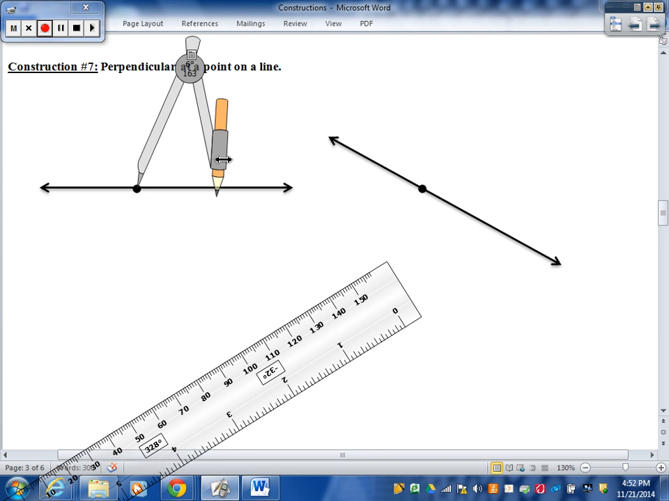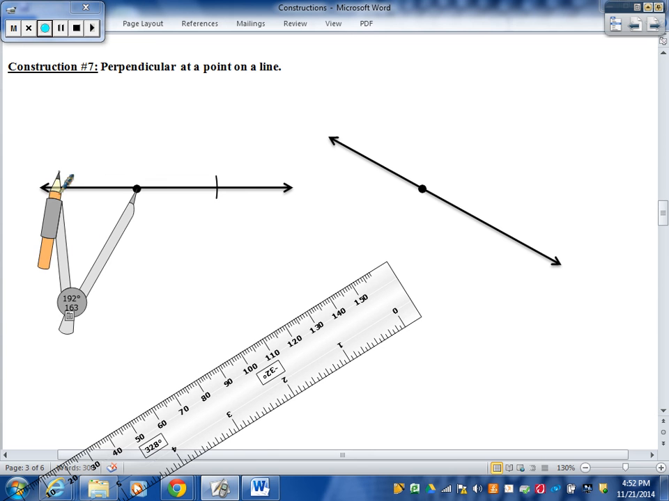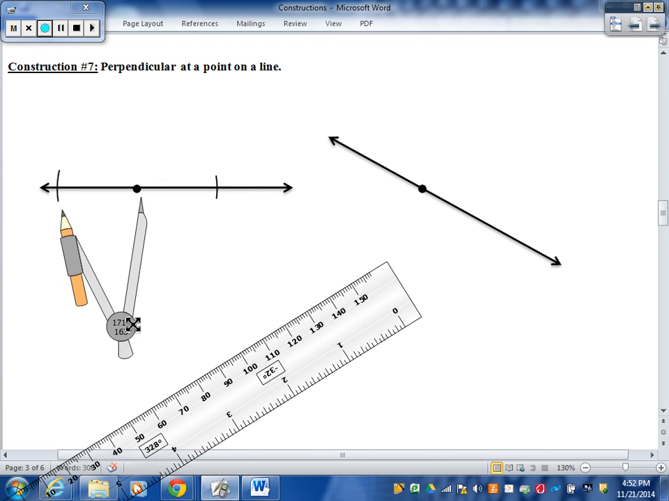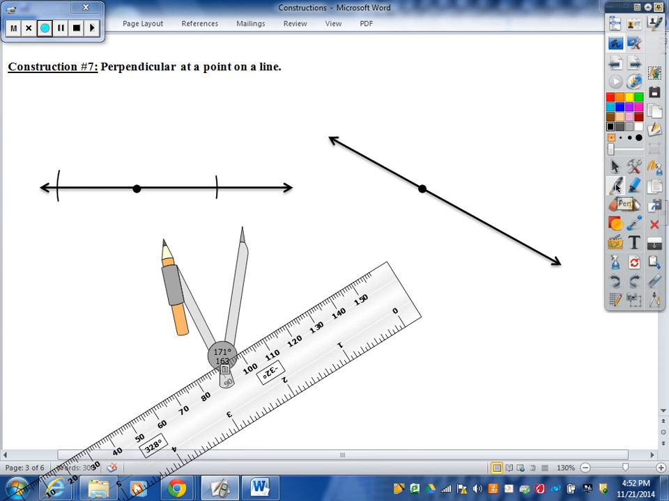All right, so what I'm going to do here is start out by taking my compass, again, putting the point part right there on the dot, and I'm going to make an arc on one side of the dot, and an arc on the other side of the dot. Now, the reason why I've done that, and actually we can go ahead and label these points. Let's label this point A over there. Let's label this one point B, and let's label this one point C.